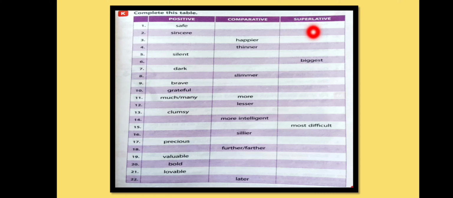Next is dash. In positive they did not give any word, but in comparative form they had given happier. So that means in superlative there will be double P, but in positive there will be single P. So happy, happier. So that is actually replacing Y. Happy replaces Y with IER. Happier and happiest. In superlative form it will be happiest.